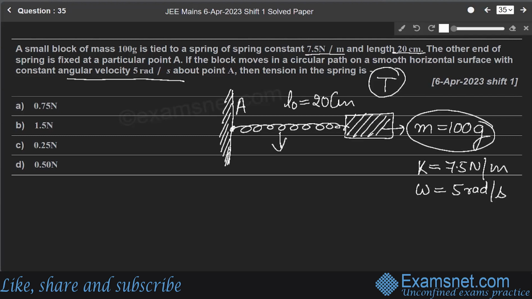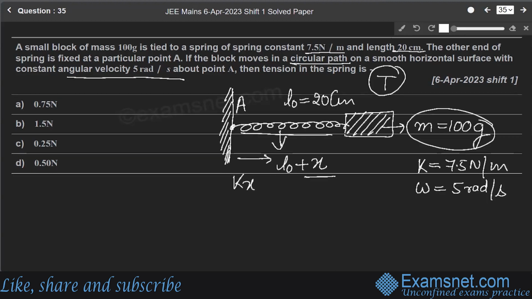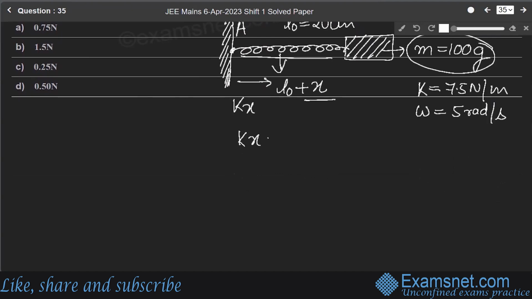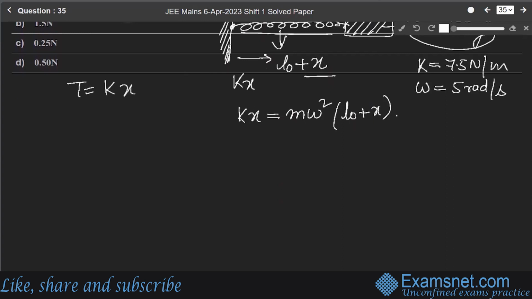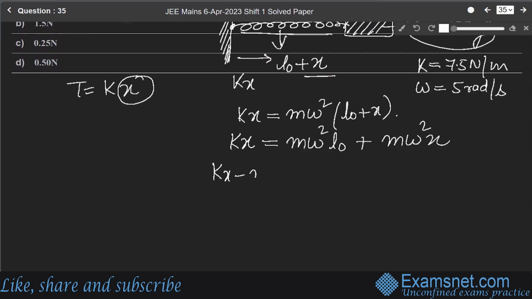So there will be an elongation in the spring when it is doing the circular motion, since it is moving in a circular path. When it is doing circular motion, there will be elongation in the spring, and the new length will be L naught plus X. A force is acting towards the center. That force will be equal to KX, the tension force. So this tension force KX will be equal to the centripetal force, M omega square times (L naught plus X). Here we are asked to find the tension. So simply tension T will be equal to KX, but we don't know the value of X. So first we have to find the value of X. We can write KX equals M omega square L naught plus M omega square X. So KX minus M omega square X will be equal to M omega square L naught.